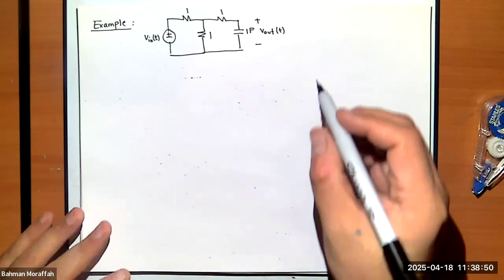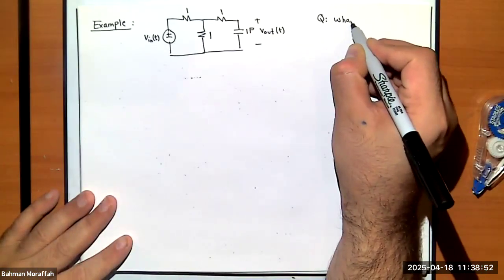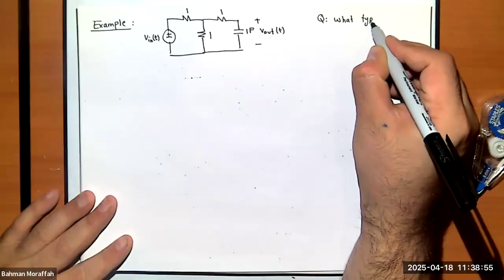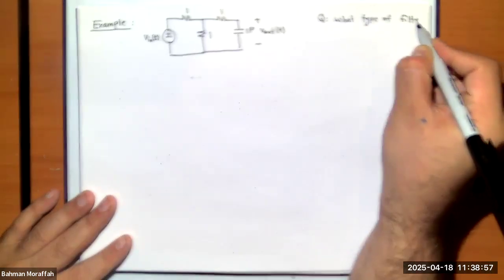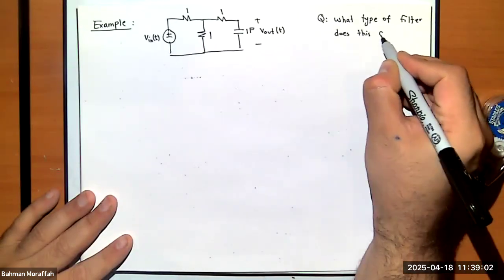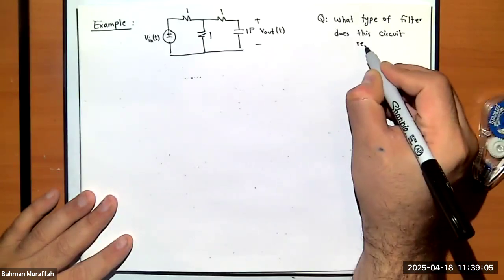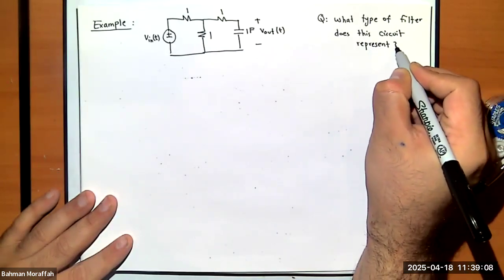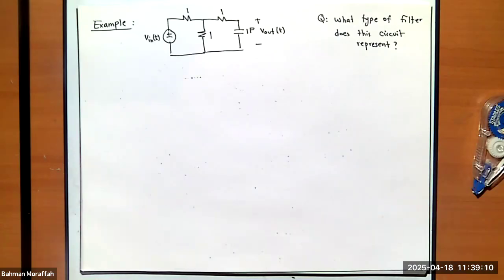Right? So the question is, what type of filter does this circuit represent? We see the question is asking you what V out over V in is in the frequency domain. Right? Because as soon as I know V out over V in in the frequency domain, I can determine what type of filter I have. Right?